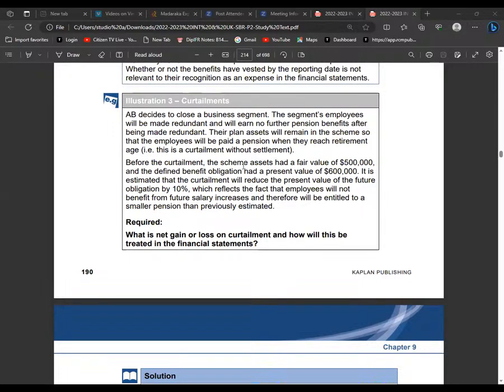Before the curtailment, the plan assets had a fair value of 500,000, and the defined benefit obligation had a present value of 600,000. It is estimated that the curtailment will reduce the present value of the future obligation by 10%, which reflects the fact that employees will not benefit from future salary increases and therefore will be entitled to a smaller pension than previously estimated. What is the net gain or loss on curtailment, and how will this be treated in the financial statements? Ladies and gentlemen, this is a very easy question.